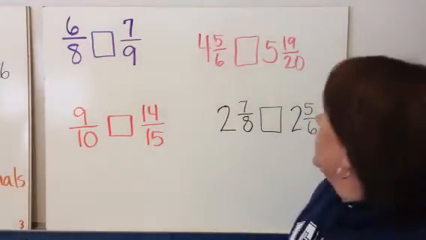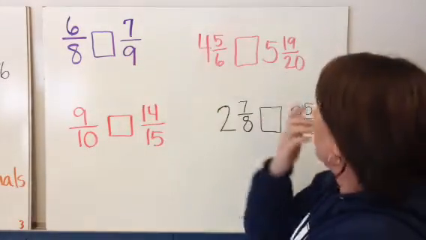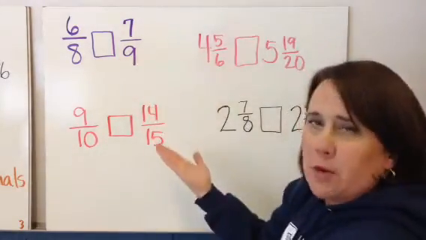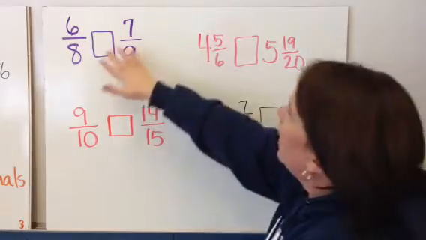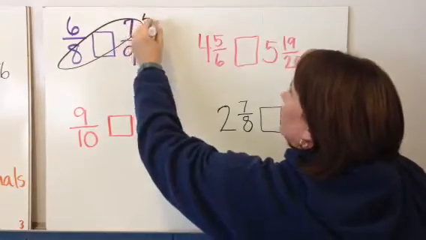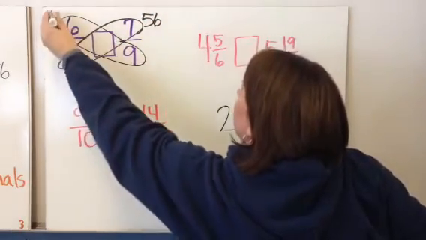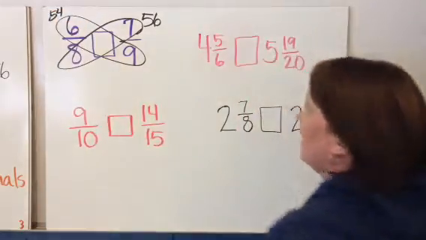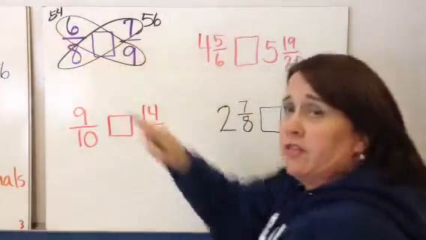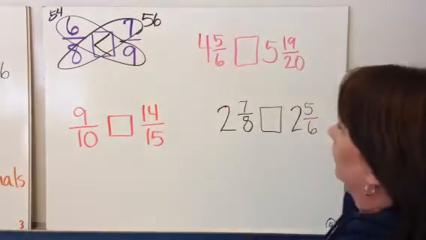So let's look at 6/8 and 7/9. I could find a common denominator, and in this case, the least common denominator is 72 anyway. But watch, I can just do 8 times 7 is 56. 9 times 6 is 54. And 56 is greater than 54, and so 7/9 is the greater fraction.